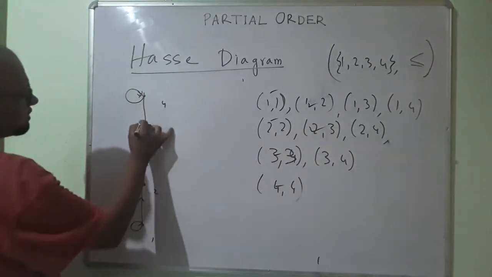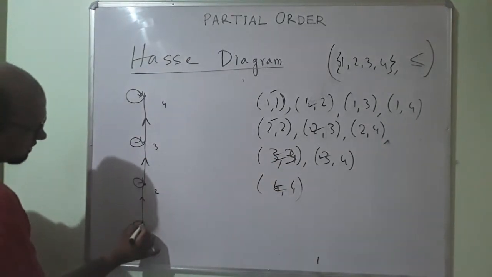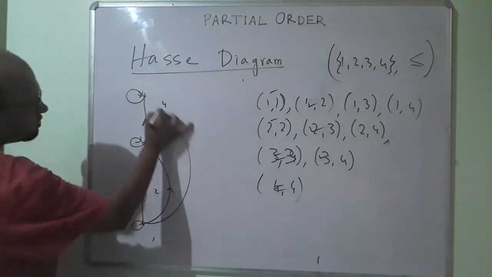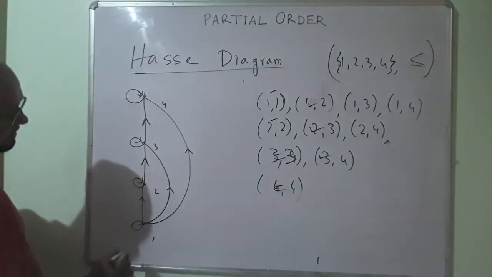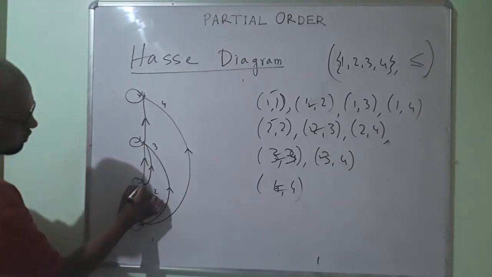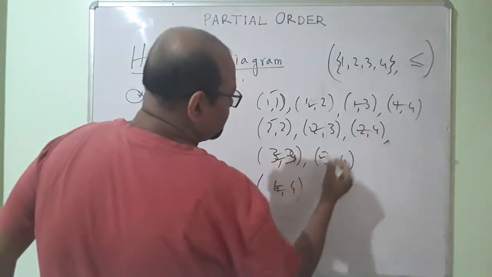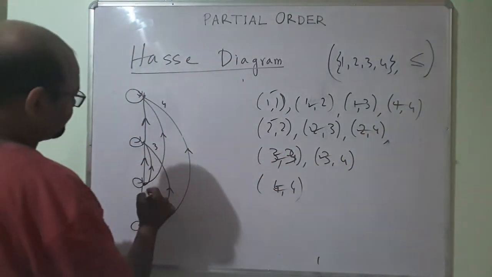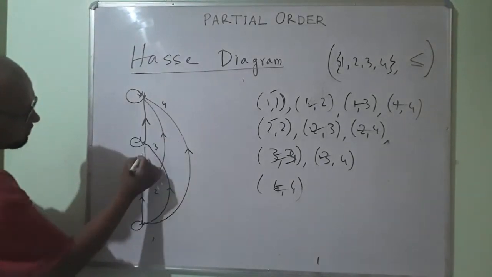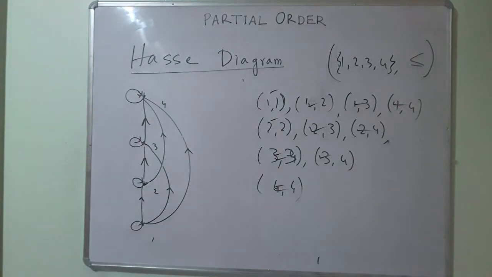Then 3, 4, I would have written. This is also gone. Now 1, 3, I would have drawn. Okay, 1, 4, I would have drawn. Then 2, 4, I would have drawn. Sorry, 2, 3 is already drawn. I don't need to draw it again. So 2, 4 I would have drawn. Right. This would have been my normal diagram.